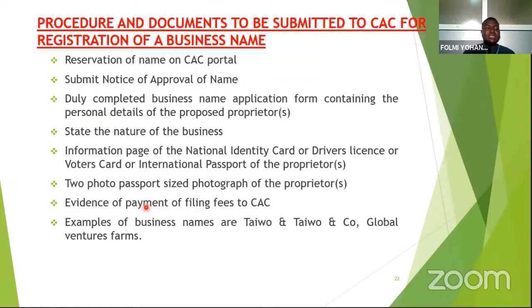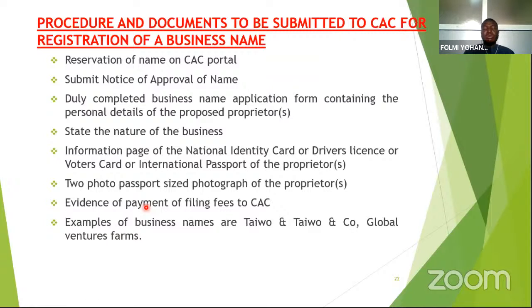Before you commence your registration, there are things you need to know if you want to register with the Corporate Affairs Commission. The first is you need to do reservation of name on your CAC portal. How do I obtain my CAC portal? CAC has accredited agents responsible for registering companies, business names, and incorporated trustees. These agents are chartered accountants, chartered secretaries, or lawyers. Once they've applied for accreditation, they will be accredited by CAC. CAC will give them an accreditation number. They will go and open their portal.